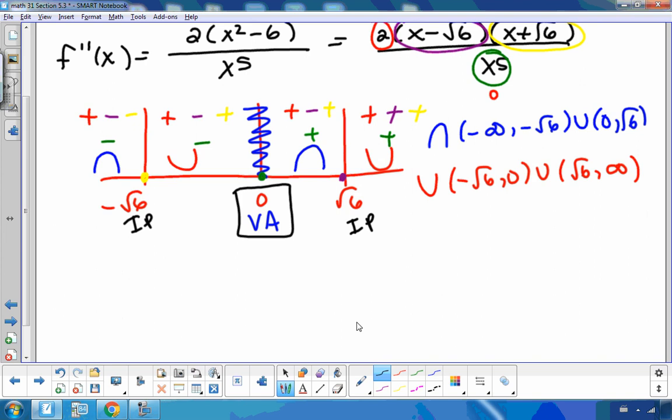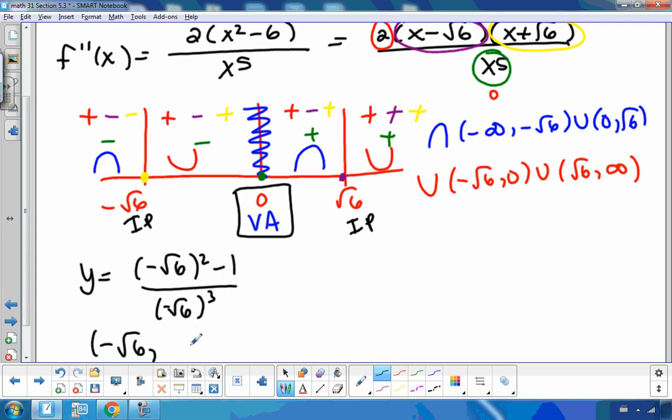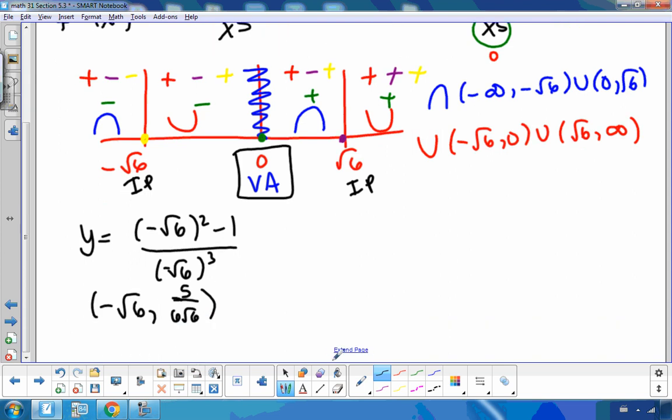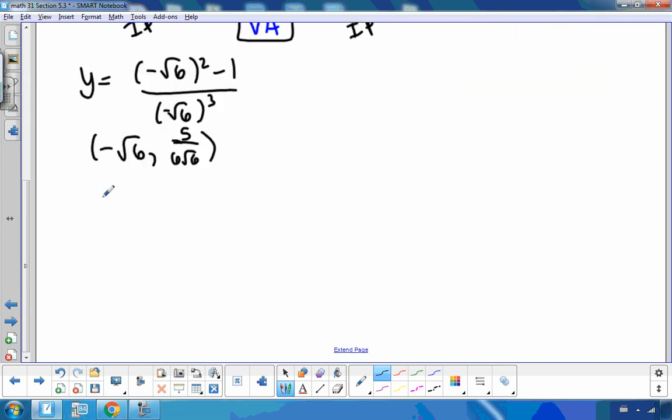So putting it back into the original equation, y equals negative root 6 squared minus 1 all over negative root 6 cubed. So I will have an inflection point at negative root 6, and I'm going to have it at 5 over 6 root 6. Now, if you want to rationalize that, you can rationalize that as well. Probably better if I do. So that's going to be 5 root 6 over 36.